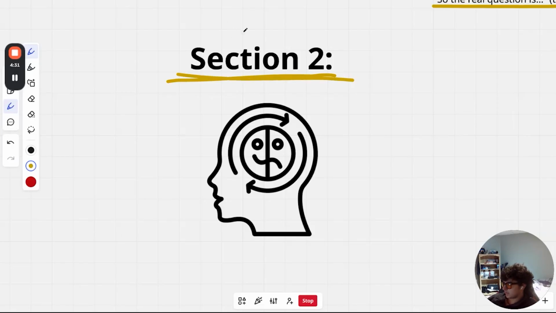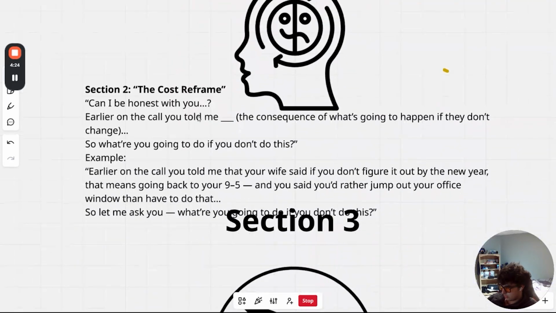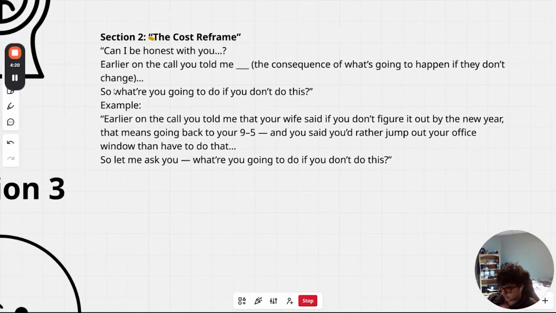Section 2, the cost reframe. Let me just put it up really quickly here. Can I be honest with you? Earlier on the call you told me XYZ, the consequences if you don't change. It was a big thing for you. So what are you going to do if you don't do this?